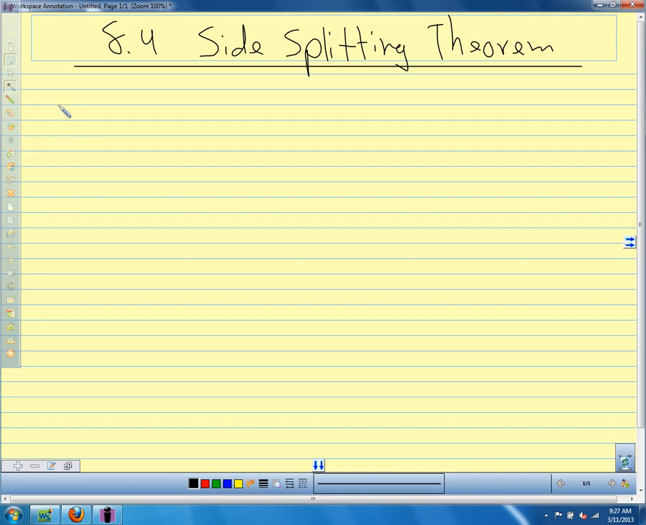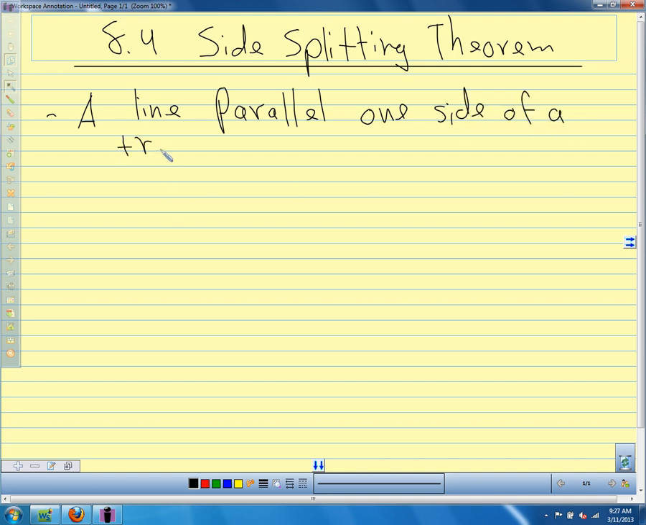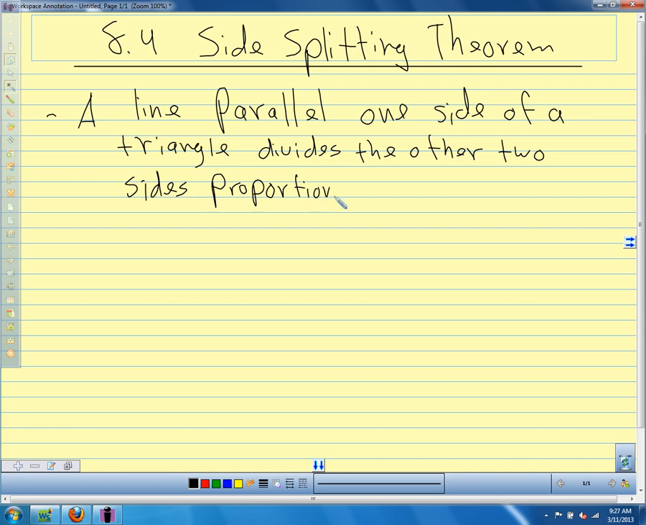So the side splitting theorem tells us that a line parallel to one side of a triangle divides the other two sides proportionally. So it sounds a little bit complicated, but it's really not complicated.